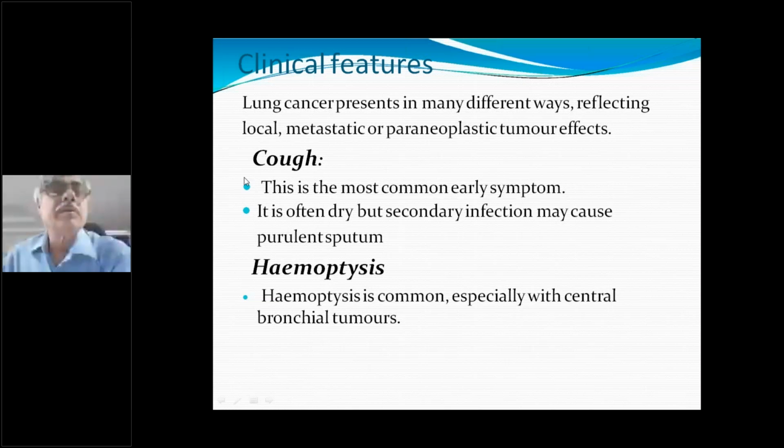Then coming to clinical features. Lung cancer presents in many different ways, reflecting local, metastatic, and paraneoplastic effects. So you have to divide into three. One is local, that is present in the lungs, causing some symptoms in the lungs. The second one is paraneoplastic; because of the paraneoplastic varieties, they will cause things like SIADH, ADH-secreting tumors and so on. And the third one is metastatic.